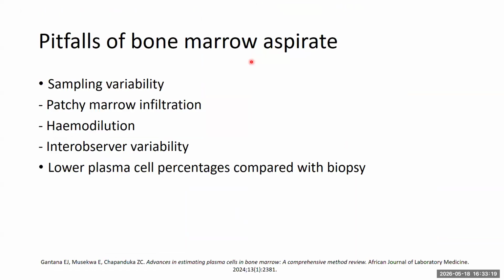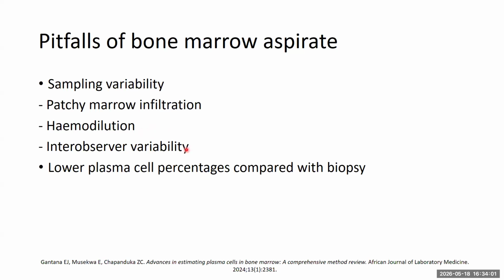So what are some of the pitfalls of the bone marrow aspirate in this context? Sampling variability. The first one is patchy marrow infiltration, which means that infiltration can be uneven or focal. So a single biopsy site may miss the areas with increased infiltration, causing falsely low plasma cell counts. Peripheral blood contamination can dilute the bone marrow sample, leading to an underestimation of plasma cells. So to counteract this, only 1 ml of blood should be aspirated as it contains pure bone marrow elements.